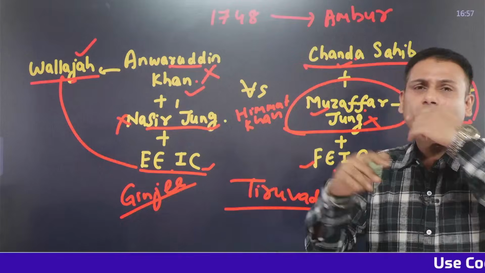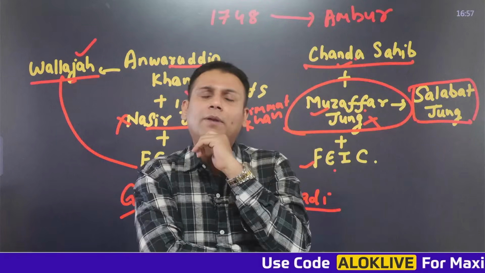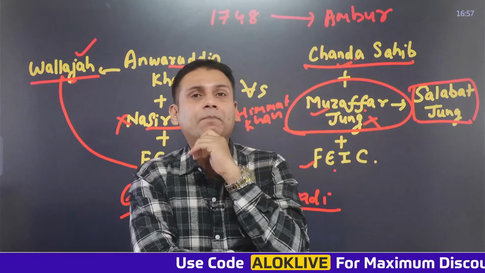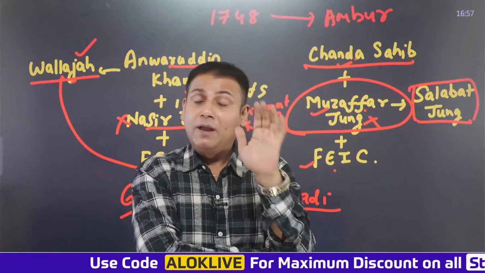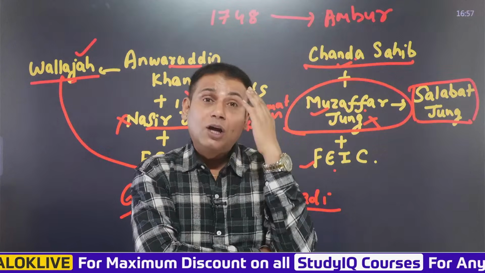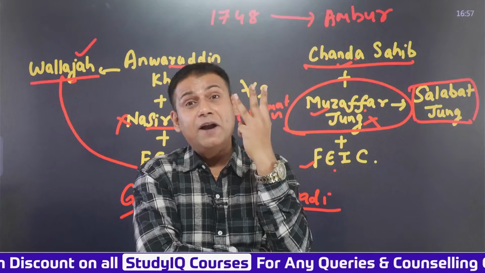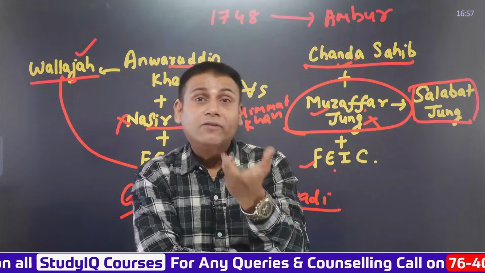When all these things were happening, the French East India Company thought that we had promised Chanda Sahib to make him the Nawab of Carnatic. We have made him. We have promised Muzaffar Jung to make him the Nizam of Hyderabad. We have made him the Nizam of Hyderabad. But the question is, where is Wallaja? Three times he has fled away. Three times. Where is he?